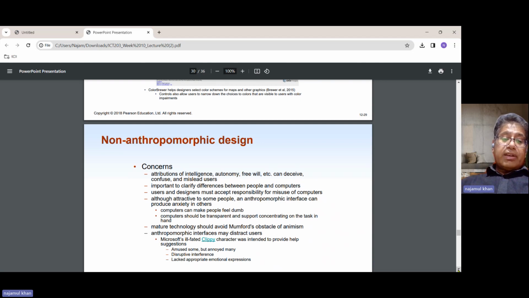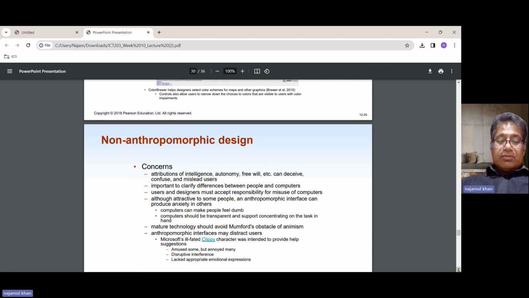Although attractive to some people, an anthropomorphic interface can produce anxiety in others. Computers can make people feel dumb. It can happen. Computers should be transparent and support concentrating on the tasks at hand. There's some information here, guys. But it depends.